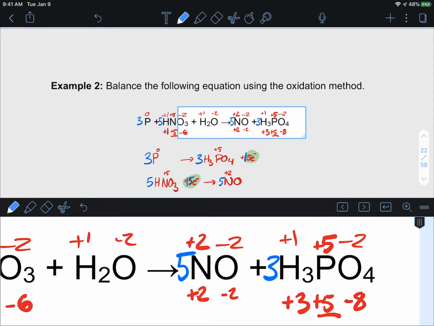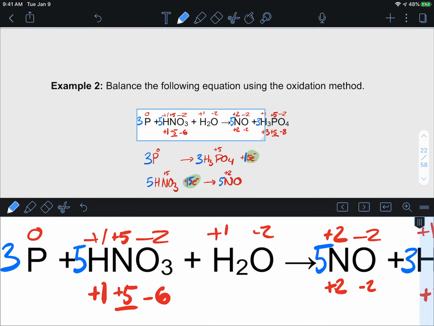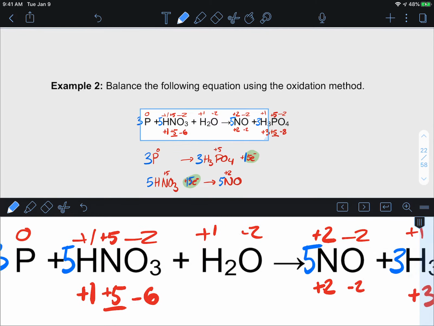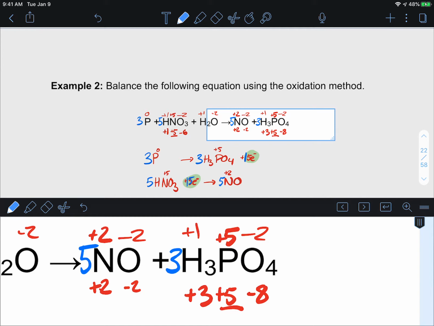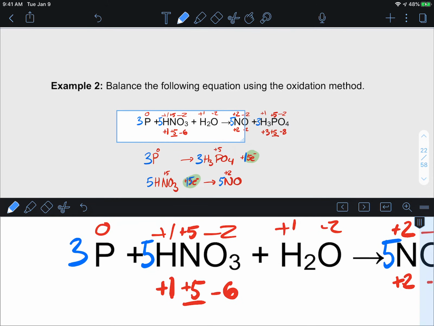And now we just have to figure out the hydrogens deal. So let's see, I have 5 HNO3s. So that means I have 5 hydrogens plus, or you know what, let's figure out on the right first because it's easier on the right. So 3 times 3 gives me 9 hydrogens. Okay, 9 hydrogens. Over here I have 5 hydrogens. So if I put a 2 here, then this would be 4 hydrogens plus the 5. That would be 9. Okay, so there's my 9 hydrogens.